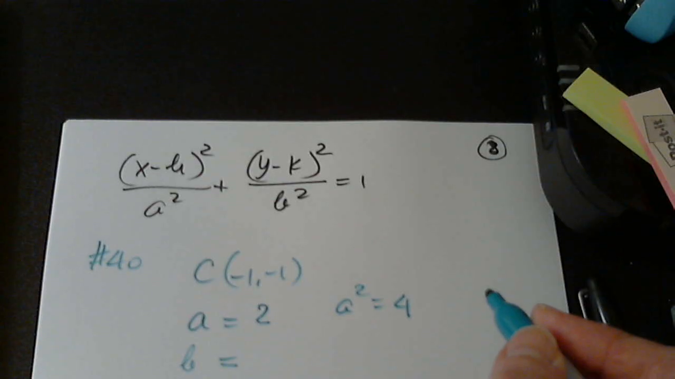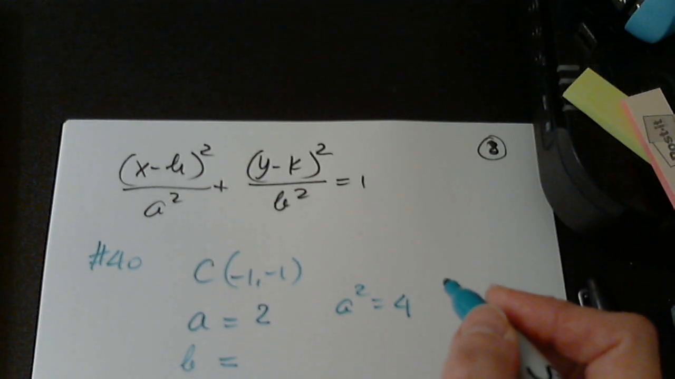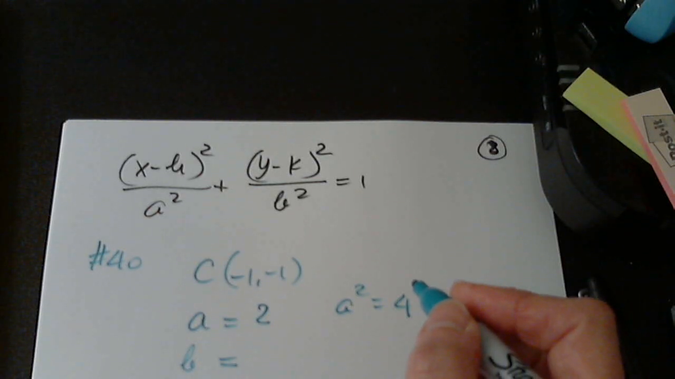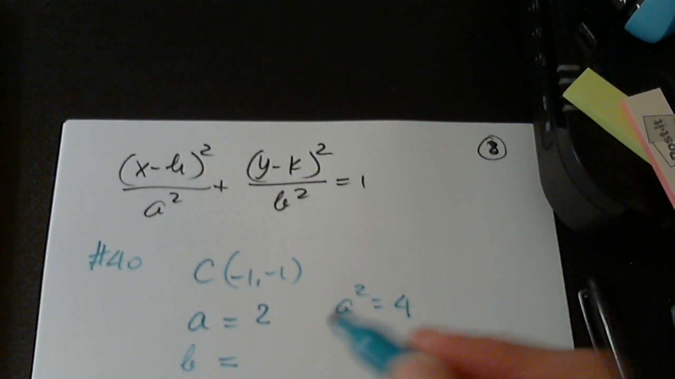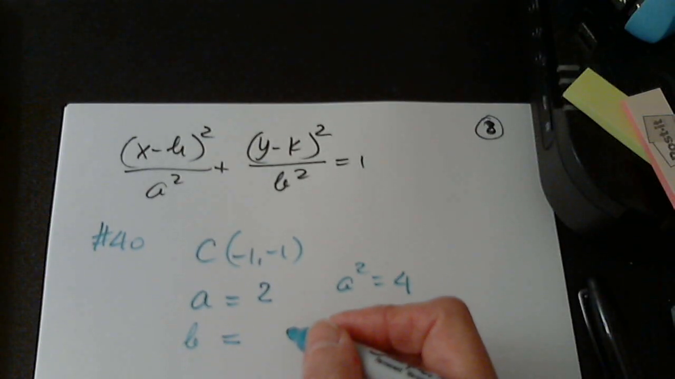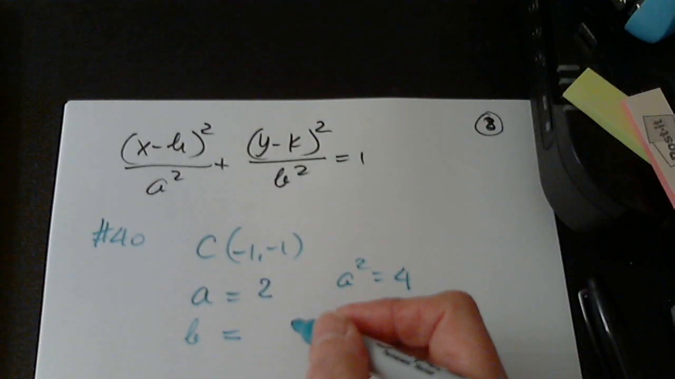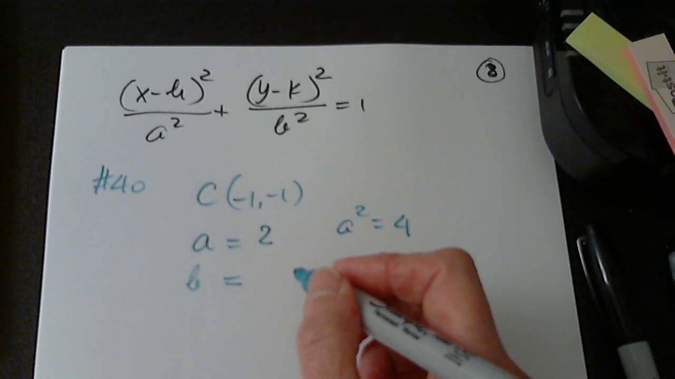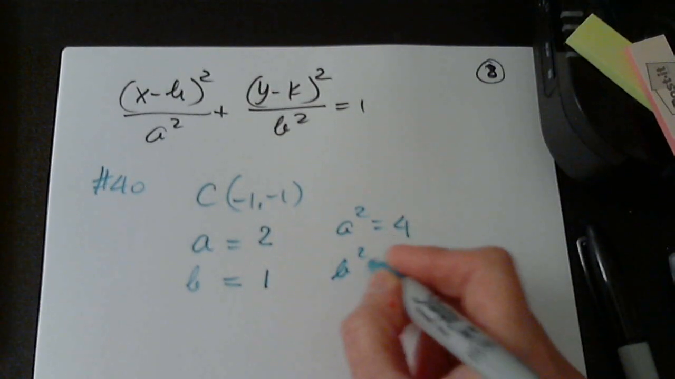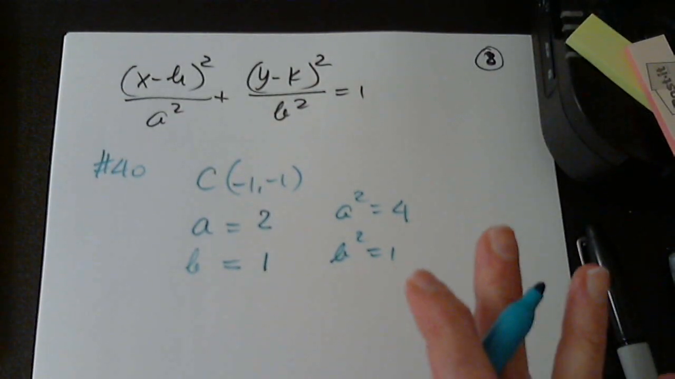Awesome. What about B, which is half of the minor axis? How much will that be? How long is B? Anyone, please? 1? 1. So then B squared equals 1. Perfect. That's all we needed.